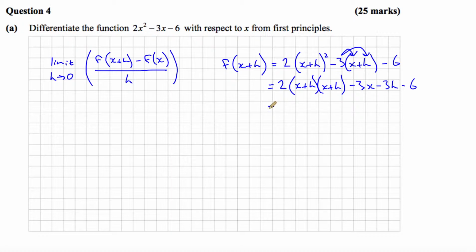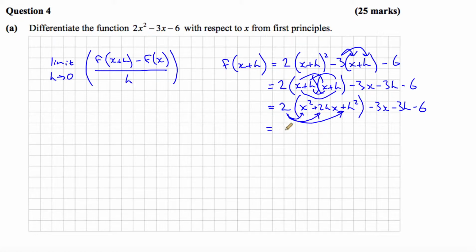And that's equal to 2 times x is x squared, h by x is hx, and another h by x is 2hx. Finally the h times the h is h squared, minus the 3x minus 3h minus 6. Still some to do, so I'm going to multiply the 2 by each term inside the bracket here. So that gives me 2x squared plus 4hx plus 2h squared minus 3x minus 3h minus 6.